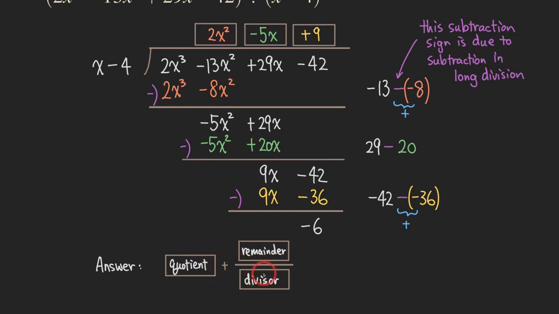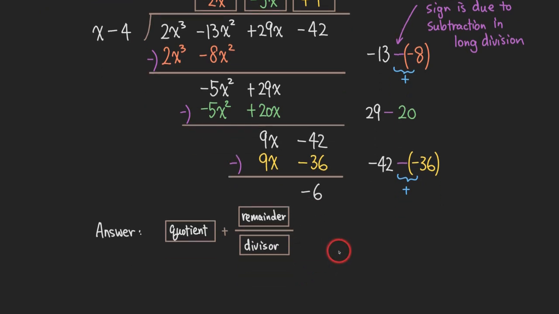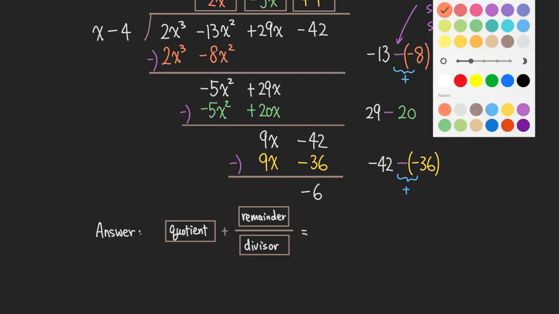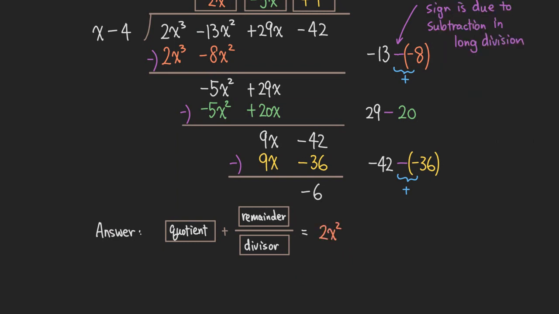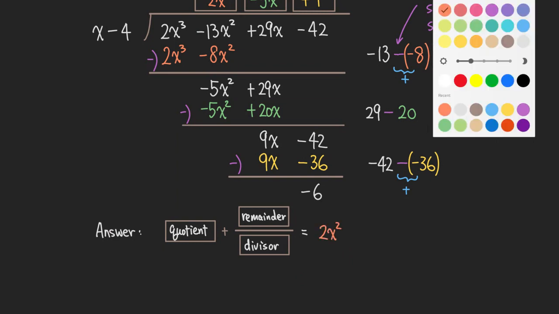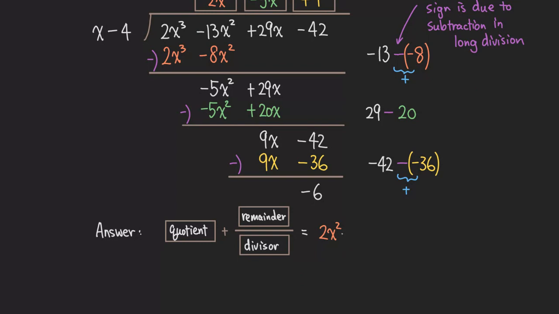And so in this case, how do we write down the form of the answer? We are going to have, let me just put down the equal sign right here, 2x squared. That's the first term of the quotient. The second term of the quotient is negative 5x, just copying from here. And then the third term of the quotient is plus 9. And then plus.